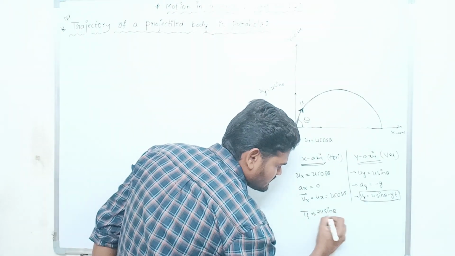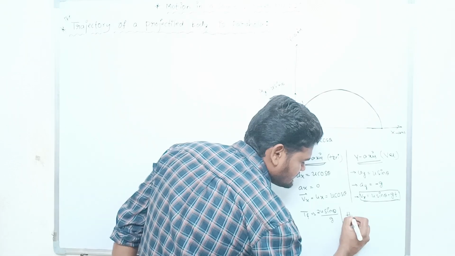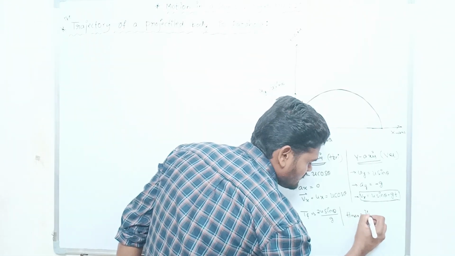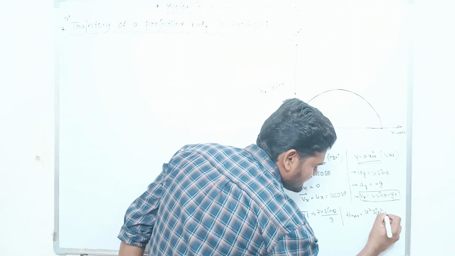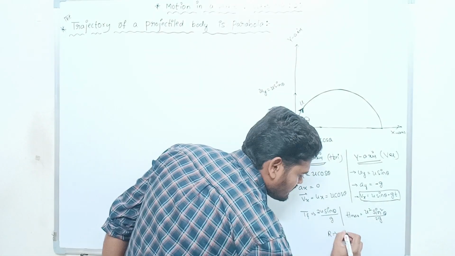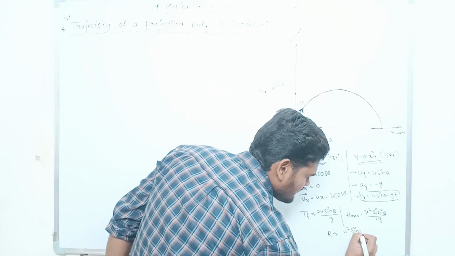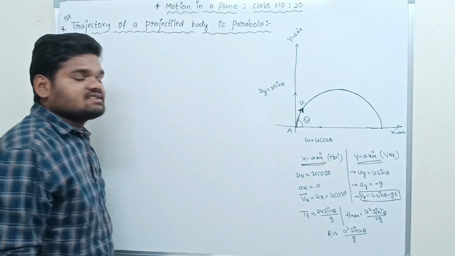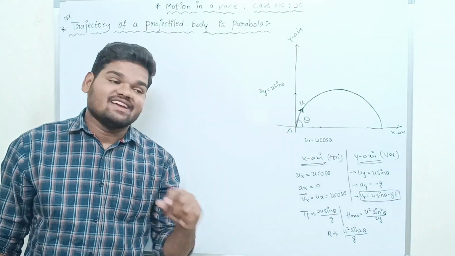2u sin theta by g, and maximum height h maximum is equal to u square sin square theta by 2g, and the range capital R is equal to u square sin 2 theta by g. So these are the formulas that we solved in our previous lecture.